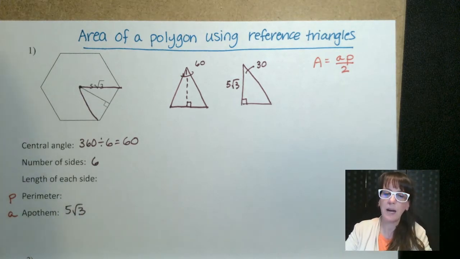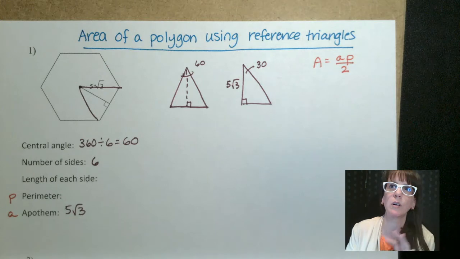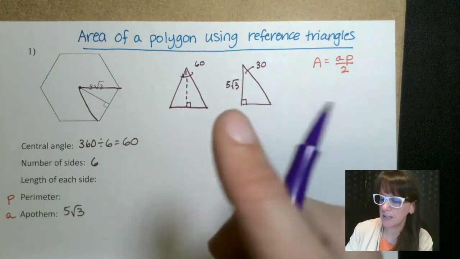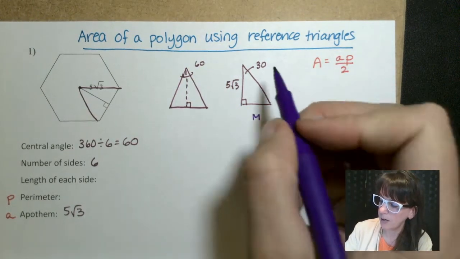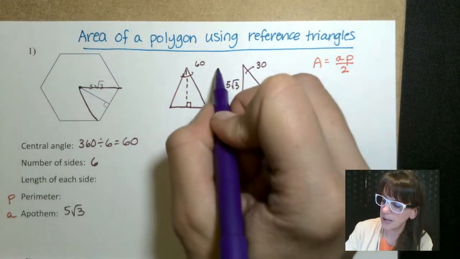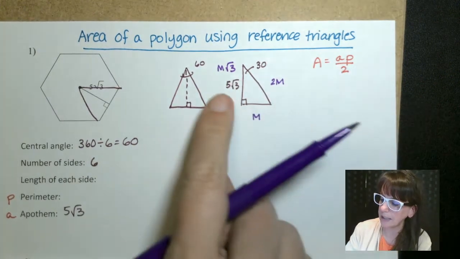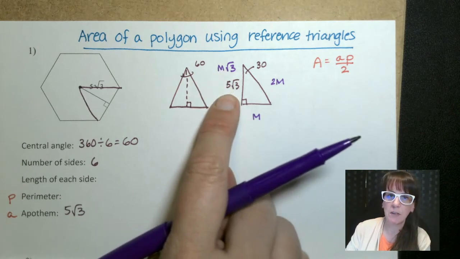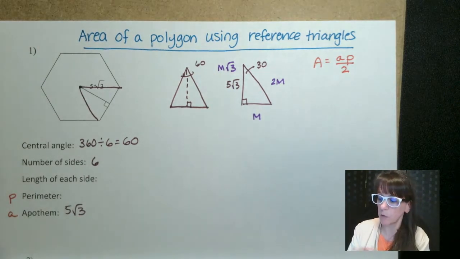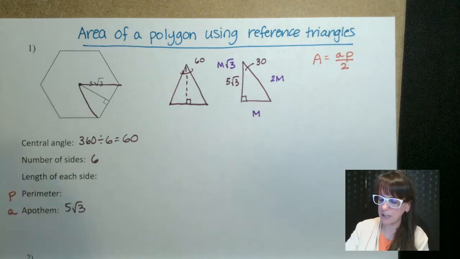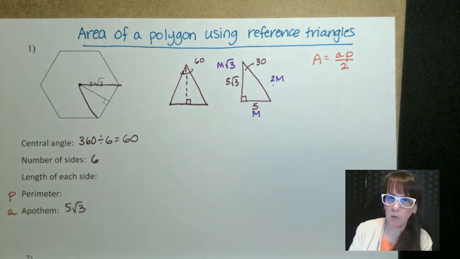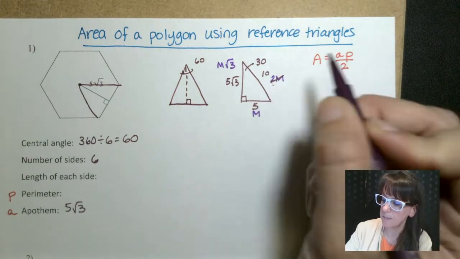Now, if you have any struggles with your reference triangles, pop back a couple videos and make sure that you watch that. So opposite 30 is our m. Our hypotenuse is double that, and this is m root 3. So if this is m root 3, our m is going to have to be 5, because 5 root 3 equals m root 3, which means this side right here is 5, and this is 2 times our m, which is 5, so this is going to be 10.